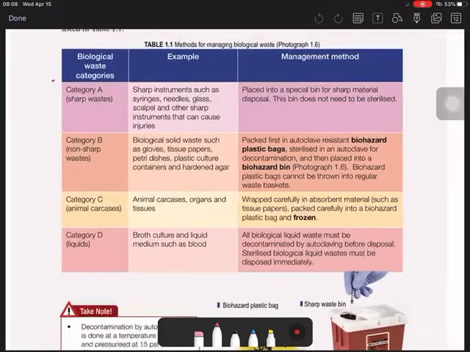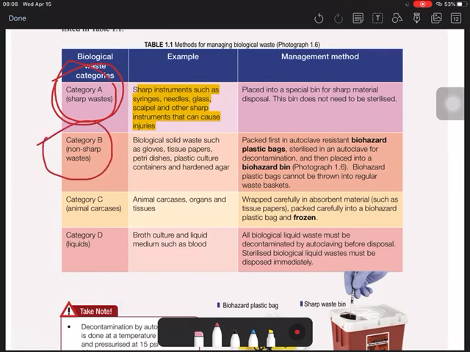The first category is the sharp waste. Sharp instruments such as syringes, needles, scalpels, and other sharp instruments that can cause injuries fall into category A. Category B is the non-sharp waste, such as gloves, tissue papers, petri dishes, plastic culture containers, and hardened agar. Agar is the jelly inside those petri dishes. When hardened, it is considered non-sharp waste.